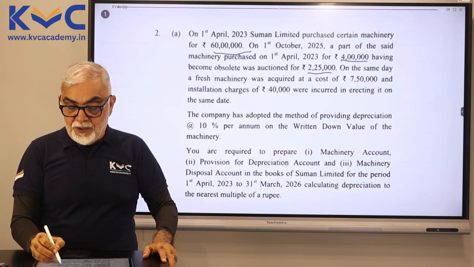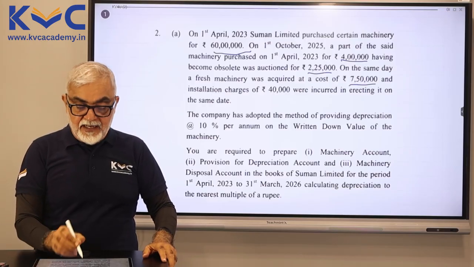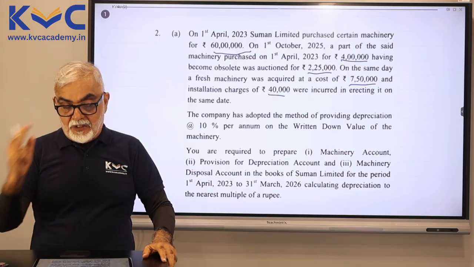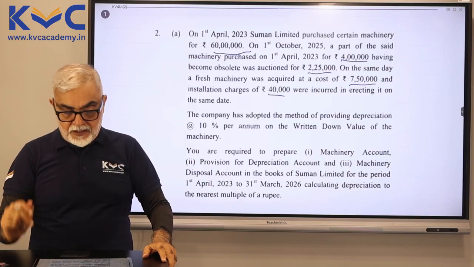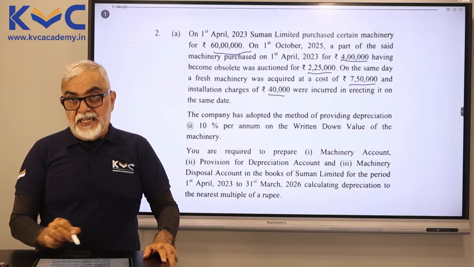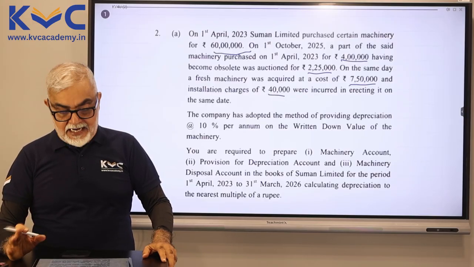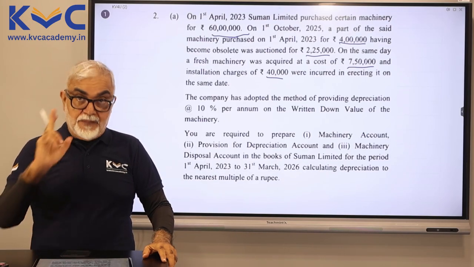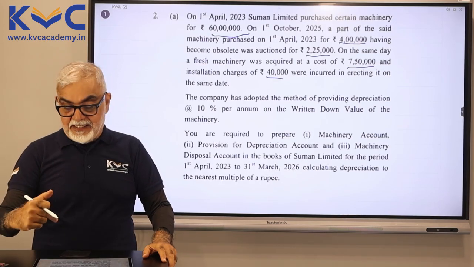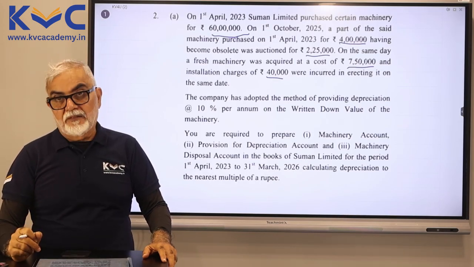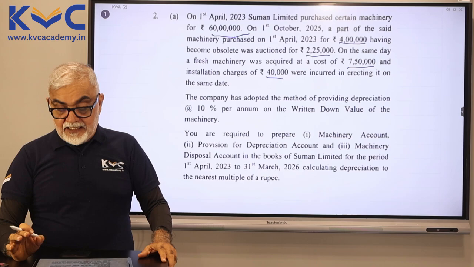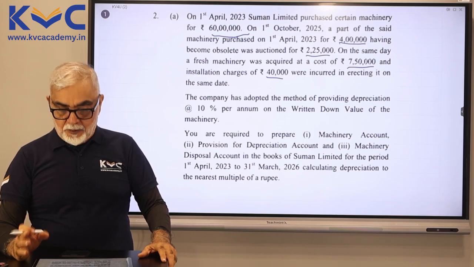On the same date, a new machine for 7 lakh 50 with an installation charge of 40 was bought, on October 1st, after 2 years. The company has adopted depreciation of WDV method at 10%. Prepare machinery account, provision for depreciation, and machinery disposal, calculating depreciation to the nearest rupee.